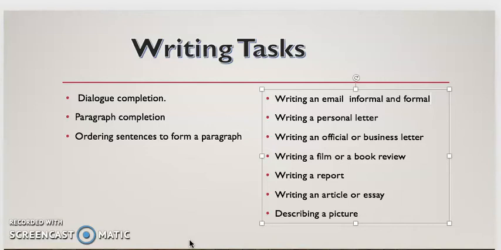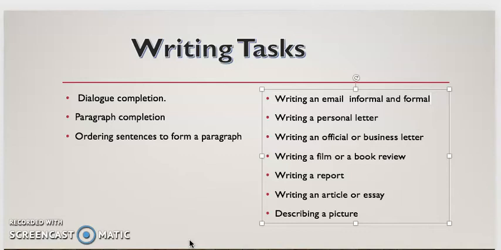The style, you can talk about the style. You can talk about your evaluation of the book. For example, do you like it? You don't like it? Do you recommend people to read it or not? And so on. The next one is writing a report.